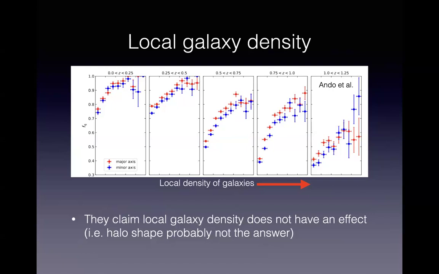And so this is local galaxy density along the bottom here for different redshift ranges. If you pick one of these redshift ranges here, you can see that along the major axis, they're still more quenched than the minor axis, so these red and blue points, even at the same local density. So there's more quenching still going on. That might rule out halo shape, but it doesn't necessarily rule out pre-processing, because they may have been in those more major filaments for longer than they've been in anything coming in at the minor axis angle.